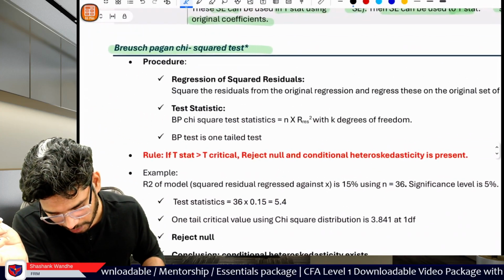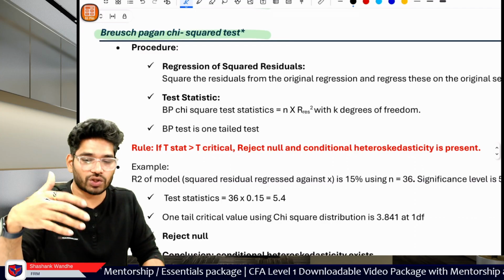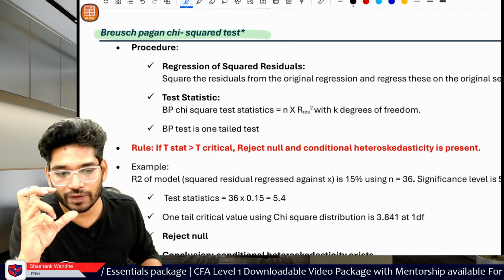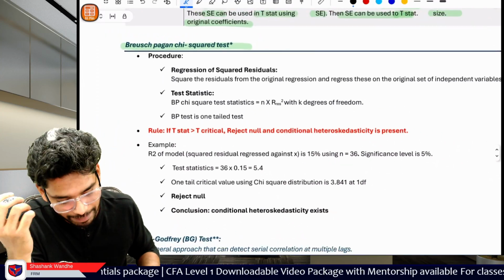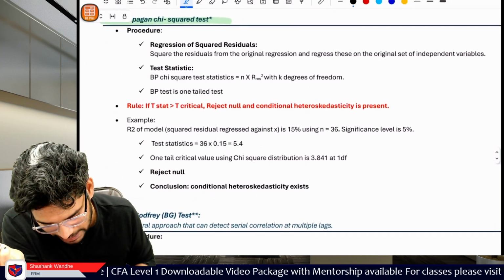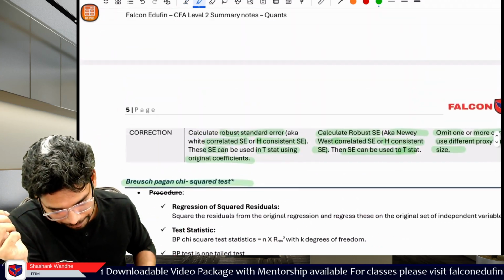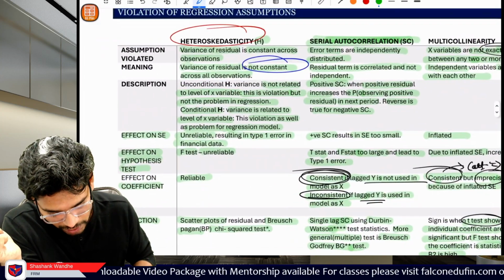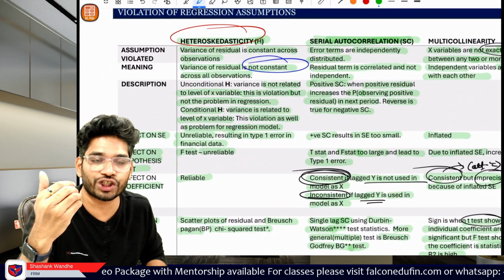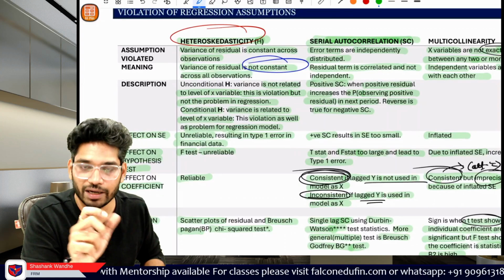Now let's talk about the Breusch-Pagan chi-square test. Again, here you don't have to focus on every detail of the BP test. Just understand it from the exam's purpose. Okay, the limited discussion is there even in the curriculum. Now first, the BP test procedure is here. What are we doing the BP test for? Remember, BP test is for heteroskedasticity. That is identifying, in summary, the relationship of the residuals and the independent variable.